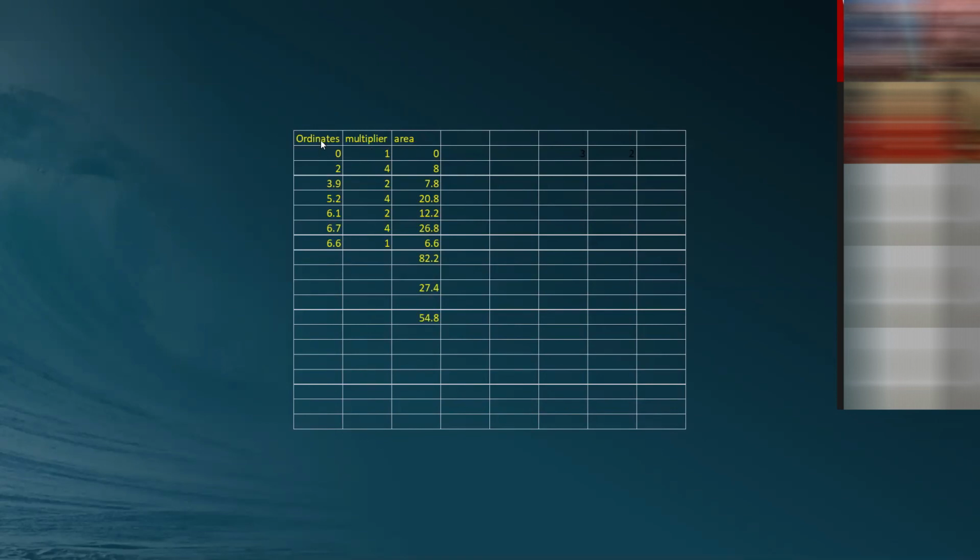So these are the ordinates: y1, y2, y3, y4, and so on. And this is your multiplier, your Simpson multiplier. 1, 4, 2, 4, 2, 4, 1. So this is your area at the bottom. So this is the total, and this is divided by 3 because 1/3, and multiplied by 2. So it's either way. Pwede rin na divide mo by 2, then multiply by 3. So you will arrive at the same answer.